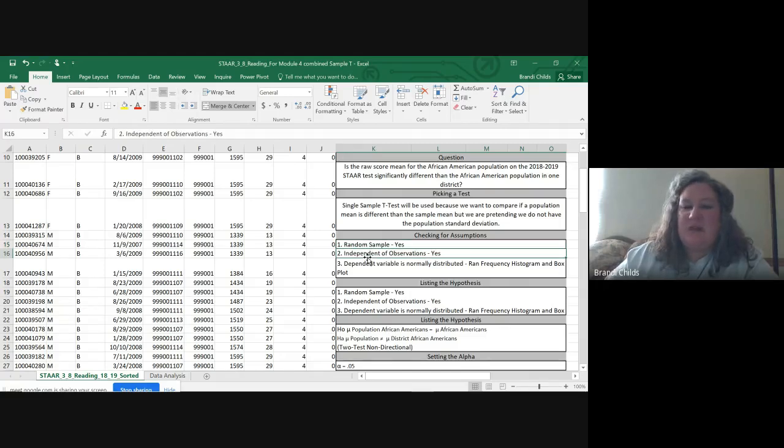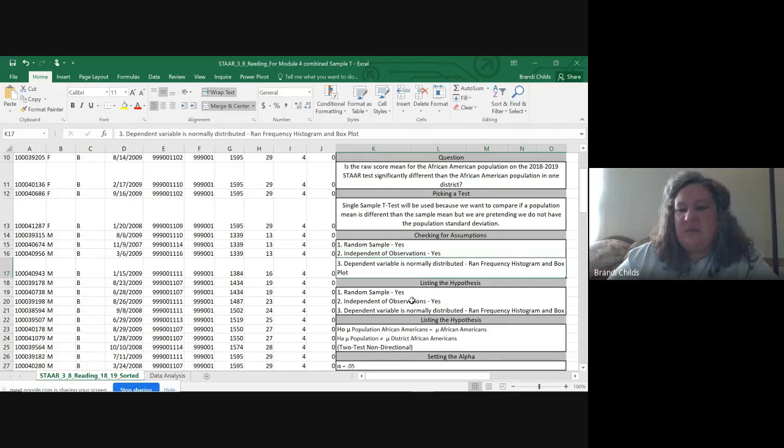Also, it's independent of observation. So what one student did at one campus in the district doesn't depend on what the others did. They're all singled out by themselves. So it doesn't matter what one campus did to the other, vice versa. They're all independent of one another.